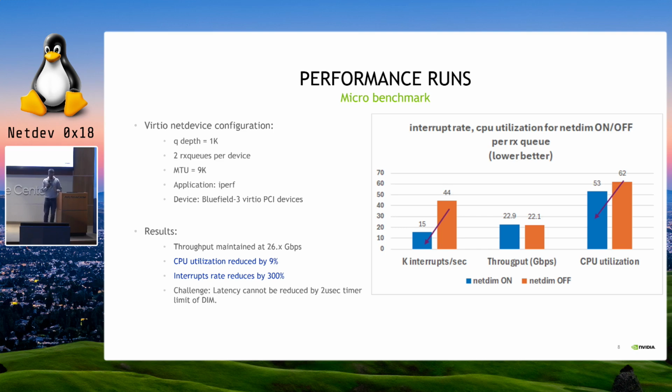And with this, our interrupt rate, previously for each queue, we were serving 44,000 interrupts. Now that moved to 15,000 interrupts. Throughput largely remained the same. Here the hardware GRO was not possible, so we obviously kept it disabled.